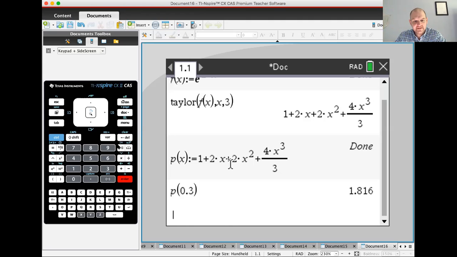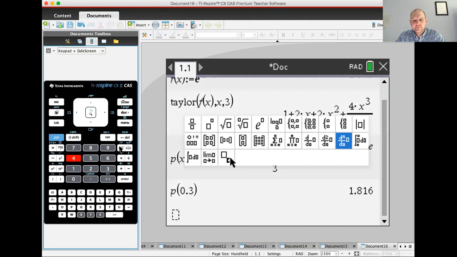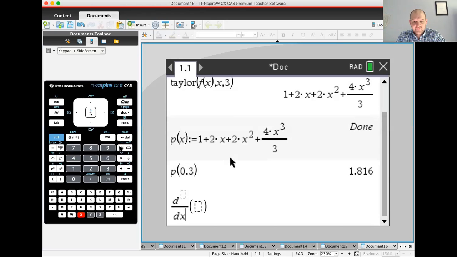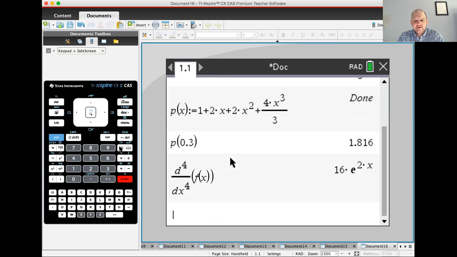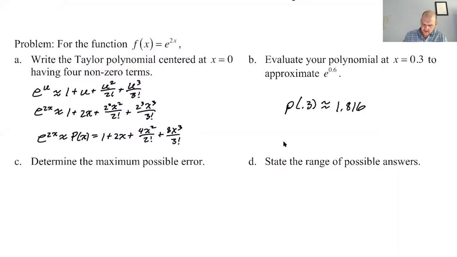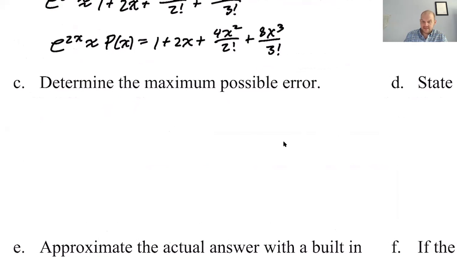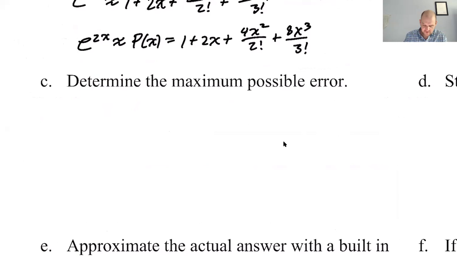So I need to find the fourth derivative. Because I used 3 derivatives to get my polynomial, I need the fourth derivative of f of x. So 16 e to the 2x. So I'm going to go back to the notes so I can write this in so that it's clear what's happening here. Because there's like a lot going on. I find people stress out about this, and it's just not as bad as it should be.